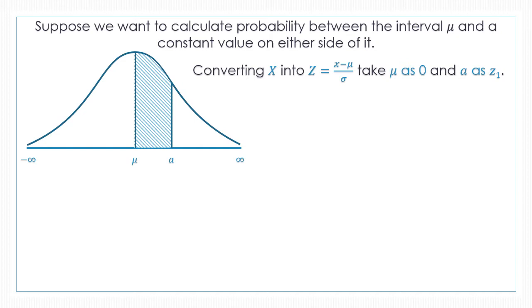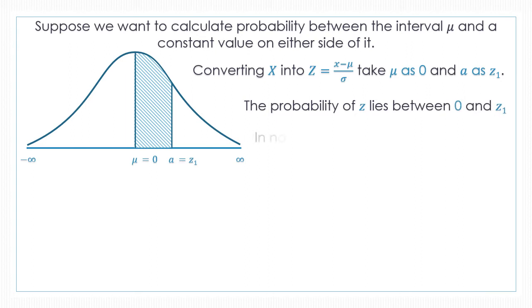That means our mu will be taken as 0, and a is an x value. So when I convert a into a z value, it will become z1. So we are taking the interval between 0 and z1. Now from our table we directly have that 0 to z1 value. As I told you, one of the values must be 0. We have that 0 here. So when we calculate probability, we are calculating values between 0 and z1. We will write it like that in notation.